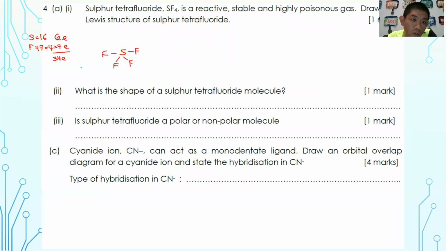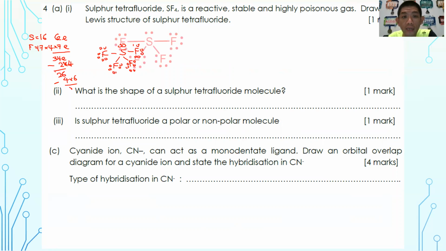So you should have 4 bonds, so you minus 2 times 4, which is 8. So you get 26. With the 26, you make the surrounding atoms become octet first. So you have 4 times 6, which is 24. So you have 2 electrons left. The 2 electrons left are placed at the center on the sulfur. So this will make SF4 look like this.